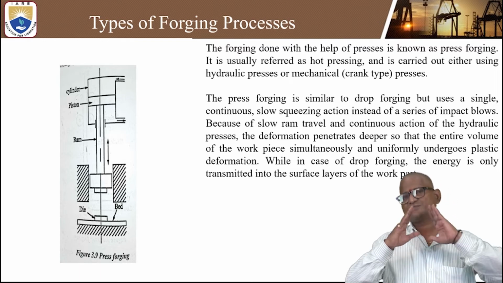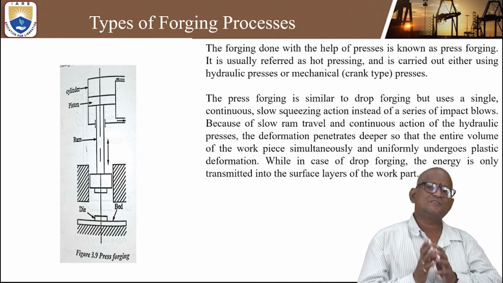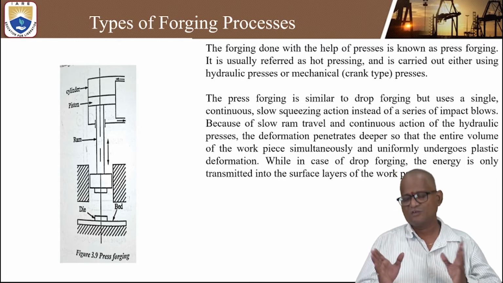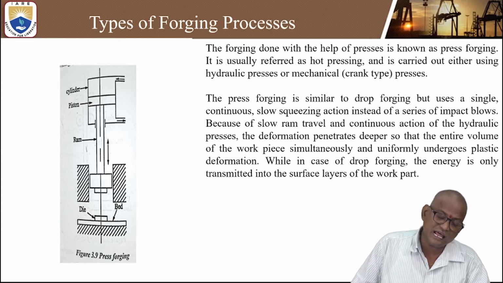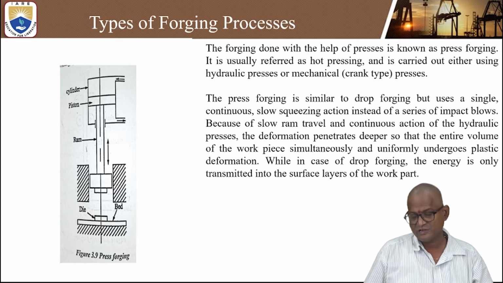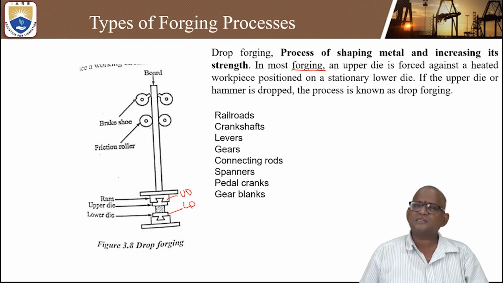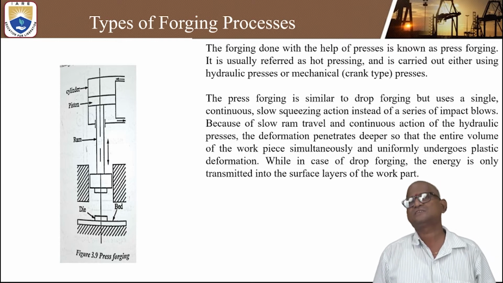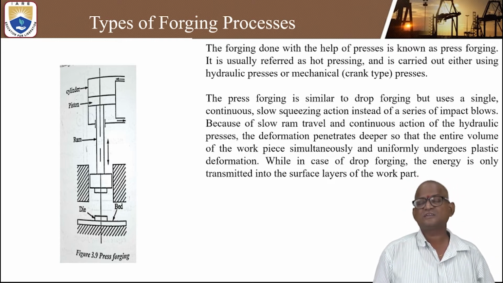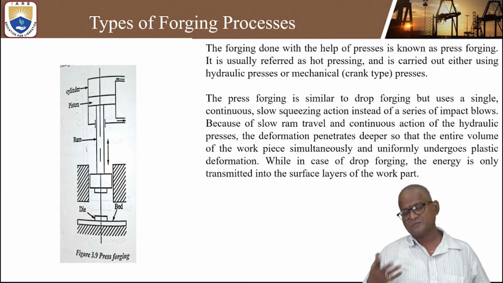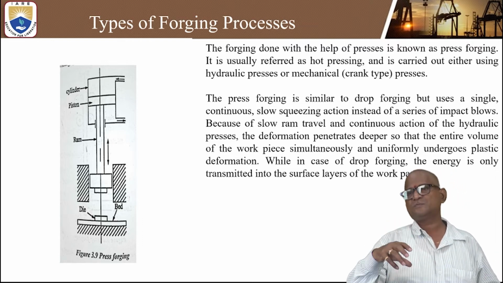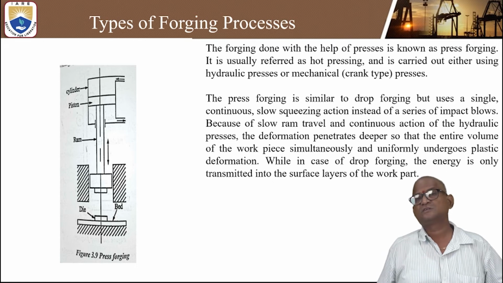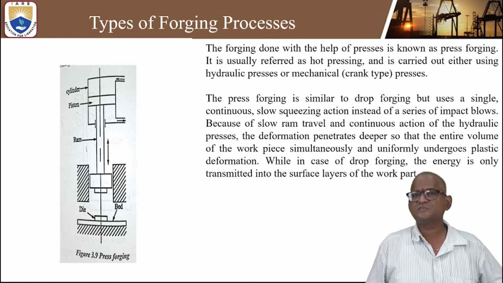Okay. So in drop forging, the energy is only transmitted into the surface layers of the work part, and drop forging is used for things like connecting rods. Press forging uses only pressing machines of different capacities, either 1 ton, 2 ton, 100 ton or 1000 ton, depending upon the workpiece size and shape and how much pressure is required. Such presses are selected in this forging process. Okay, so this is press forging.